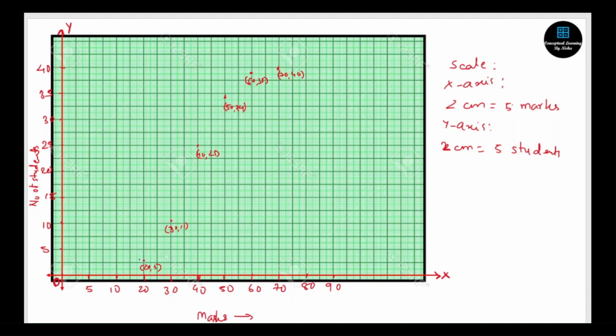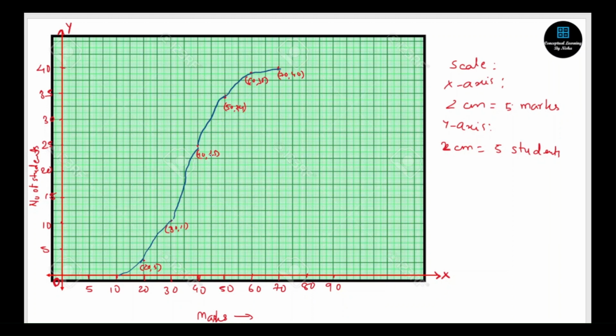And then see, we have to join this. Correct? Join this. So you'll get the Ogive, and join this to the previous one. So this is the required Ogive and now we have to estimate the median.